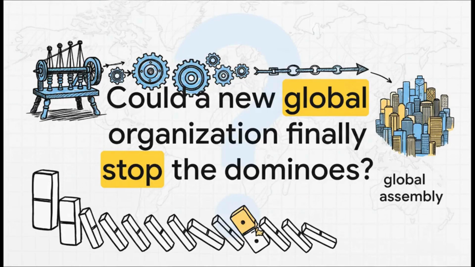We've followed this incredible chain reaction for 200 years, all the way from a spinning machine in a small English factory to a global assembly in San Francisco, each step logically and tragically leading to the next. The final question for all of us to think about is, has this last step, the creation of a global body, finally been enough to break the chain? Or in some ways, are those dominoes still falling?